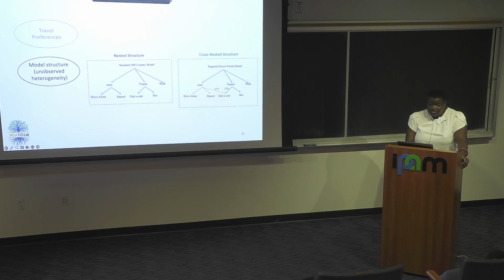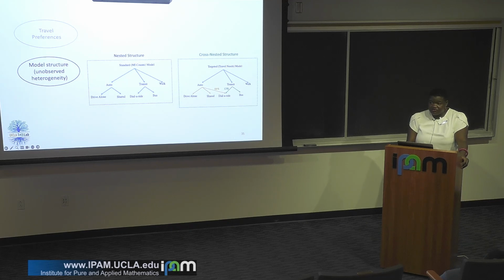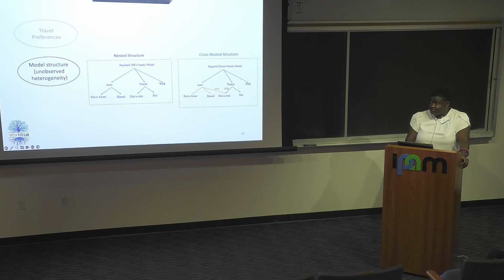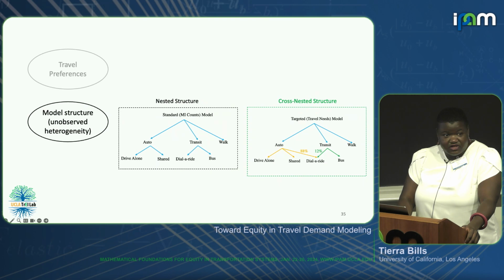So the next thing that we look at is what is the influential model structure? Often, I think what we've discussed in previous presentations in this seminar is that the standard is to use things like a nested logit. And if we look at models that are in practice today at metropolitan planning organizations, we see nested logit and we don't see much of anything else.